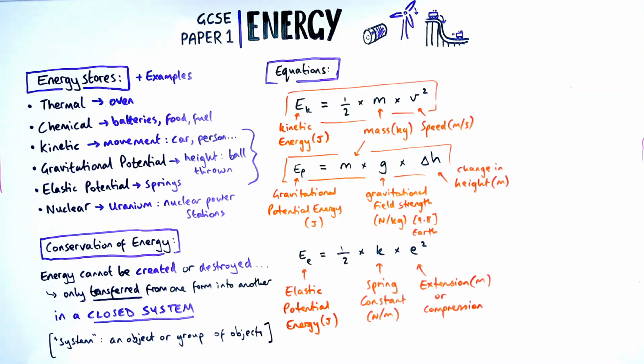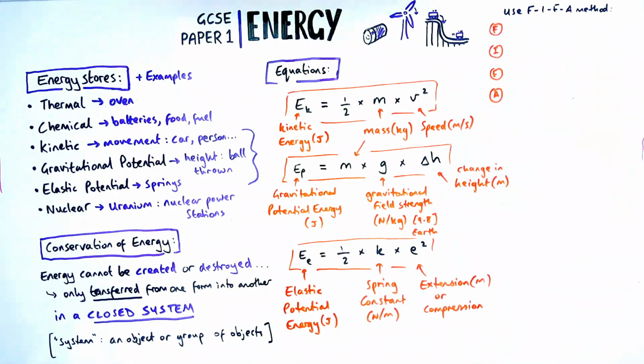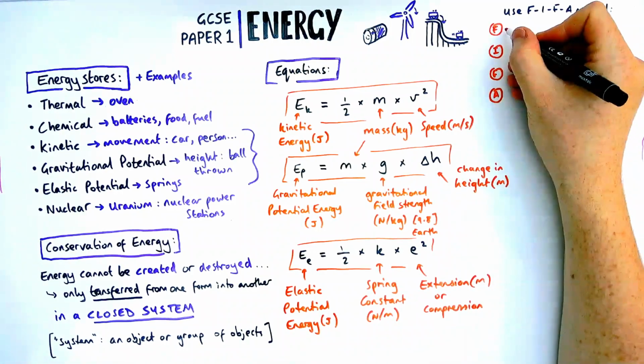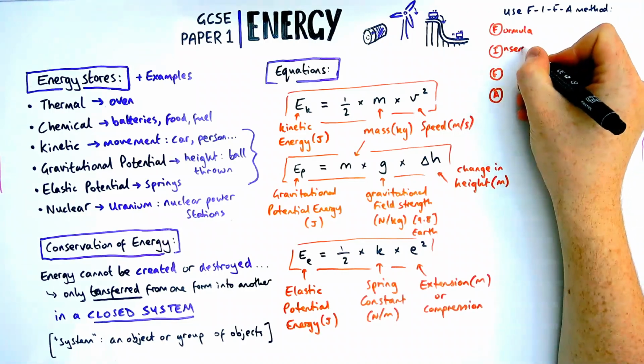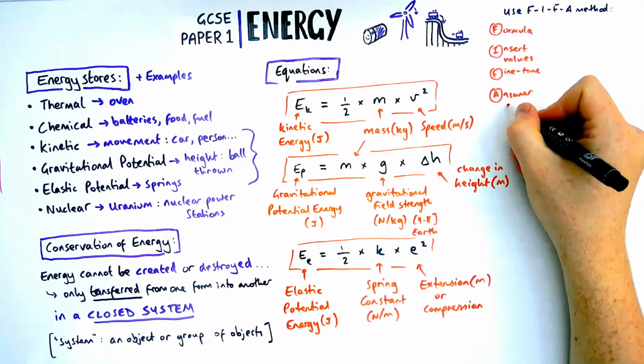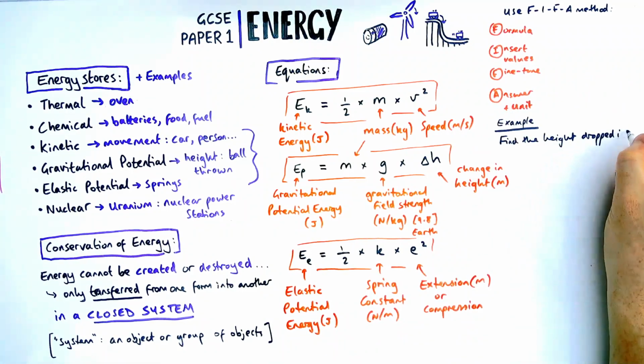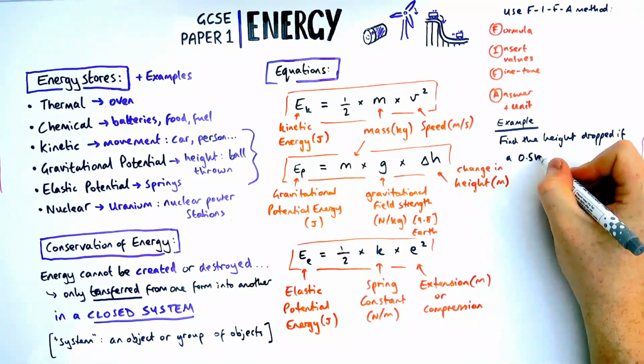Now, I mentioned that you don't need to memorize the equations, you do need to know how to use them. So I'd strongly recommend using something like a method called FIFA. FIFA stands for formula, insert your values, fine tune, and then give your answer. The idea is not to use formula triangles, not to guess whether to divide or times, but by doing this step by step, you always get the first mark, even if you go wrong later on.